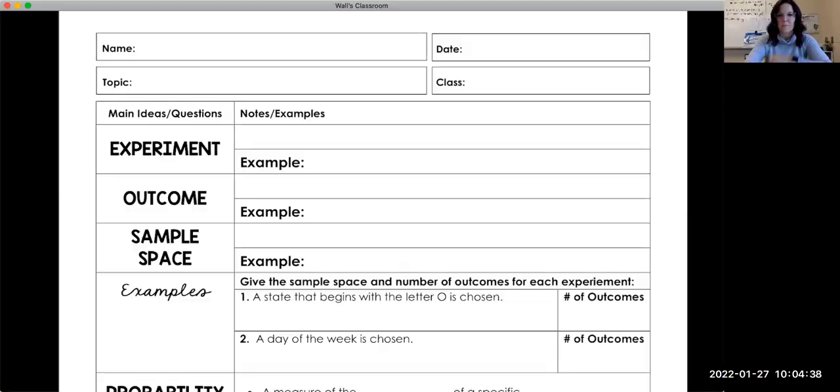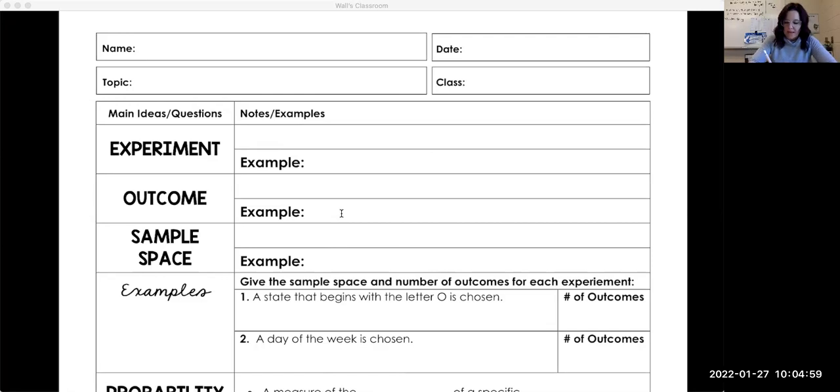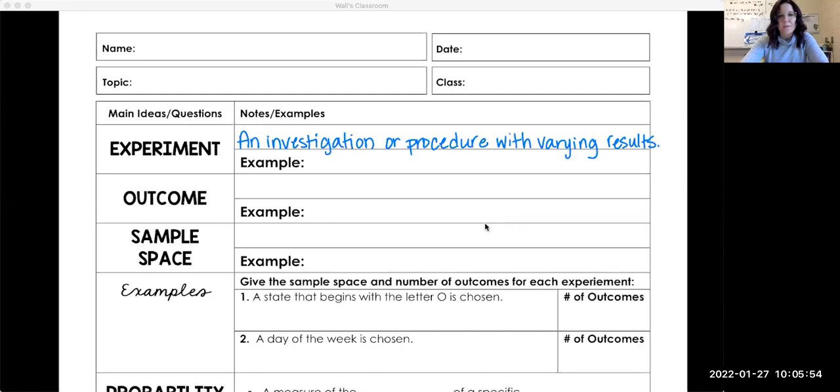Today, we are going to be talking about simple probability. When working with probability, we typically are discussing experiments and their outcomes and the likelihood of a specific outcome. So we're first going to take a moment to define what is an experiment. An experiment is an investigation or procedure with varying results. Sometimes these are called events, different things that we could do that would have different outcomes.